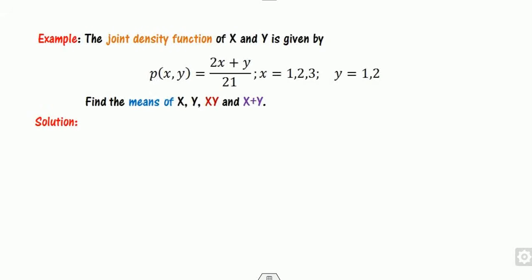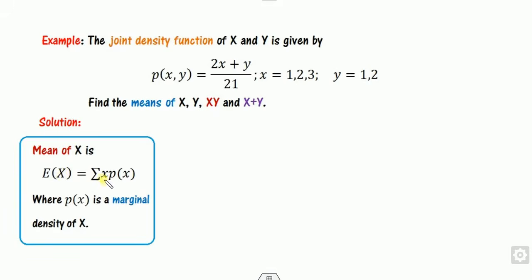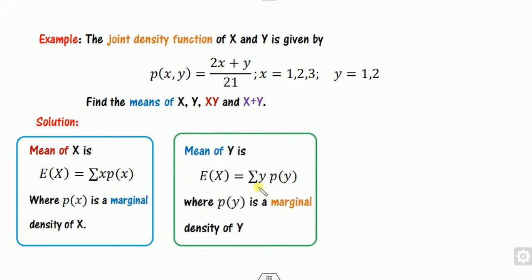Okay, next one: a joint density function is given to you. You have to find the mean of x, y, and so on. What is the formula for the mean? If you remember, you find the mean of x as x into p of x. This is a function depending only on x, so it is the marginal. Similarly, if you are finding the mean of y, it is y into p of y. This is a function depending only on y, so it is a marginal.